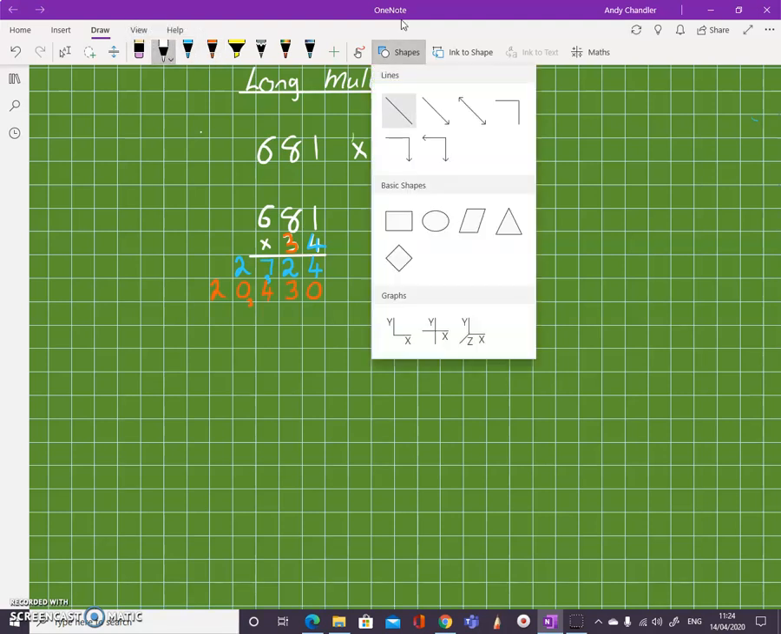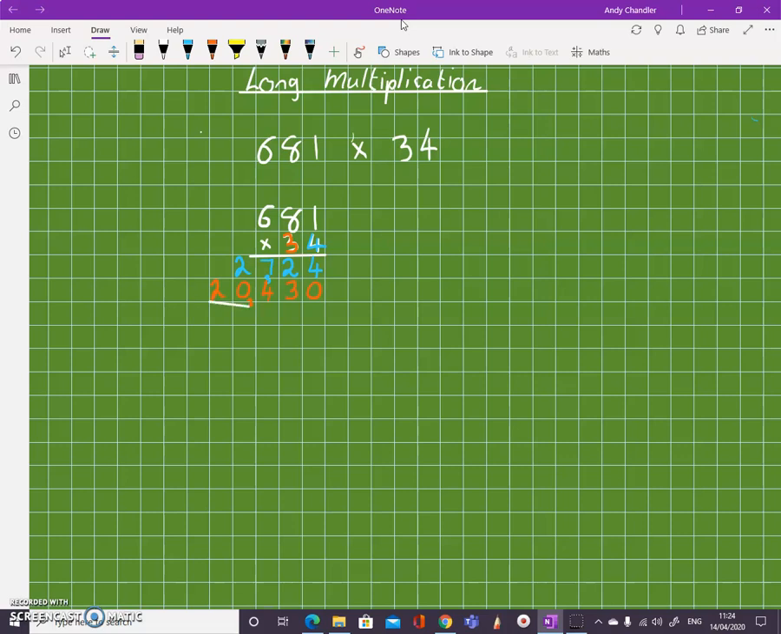So I now have an answer to 681 times 30, 20,430. All that remains is to add up the two parts of my sum. 4 plus 0 is 4, 2 plus 3 is 5, 7 plus 4 is 11, so I'll put down 1 and carry 1, 2 plus 0 plus 1 is 3, leaves me just with a 2. So my final answer to 681 multiplied by 34 is 23,154.